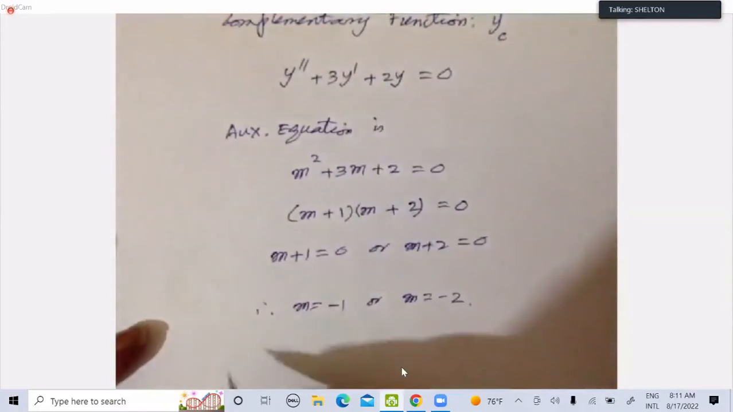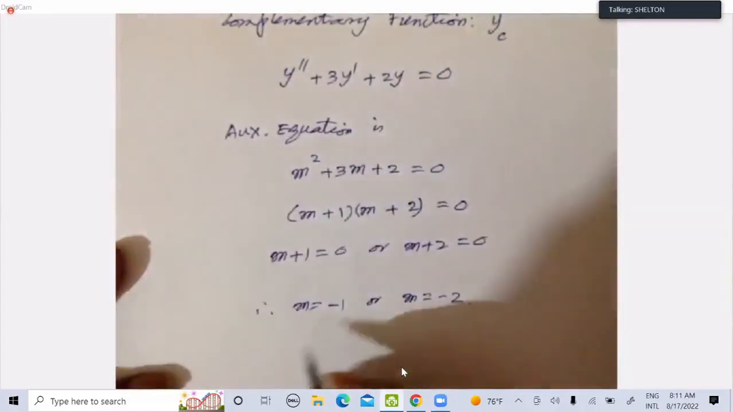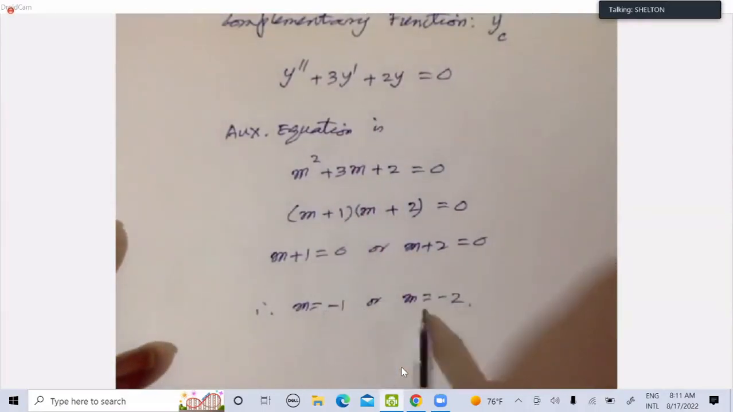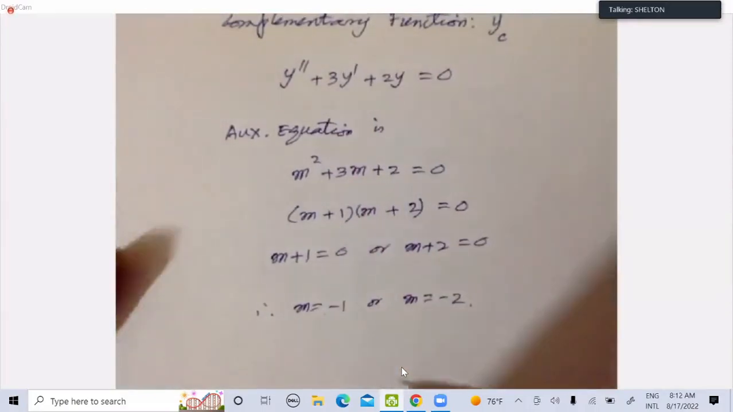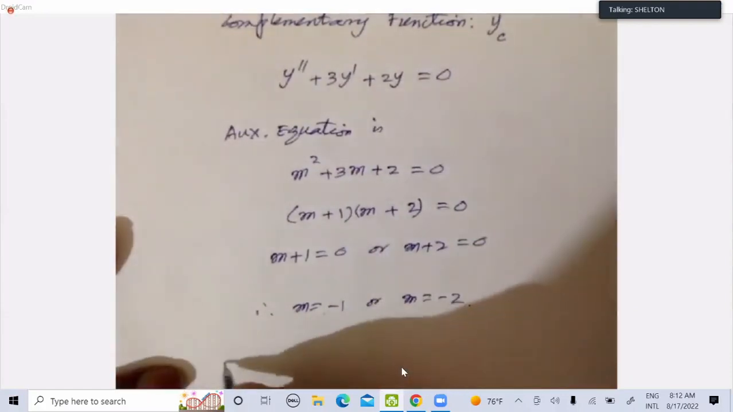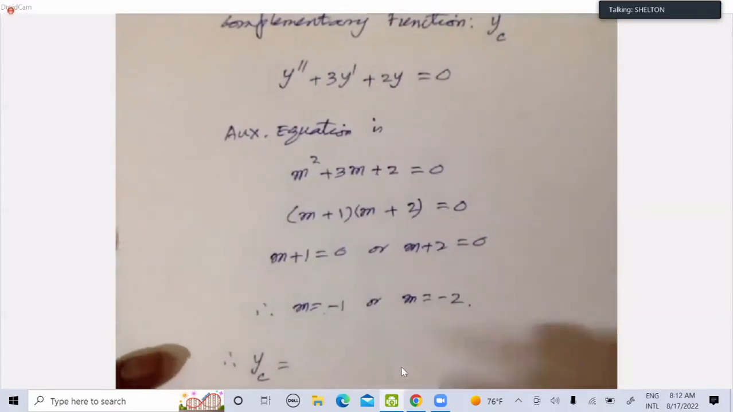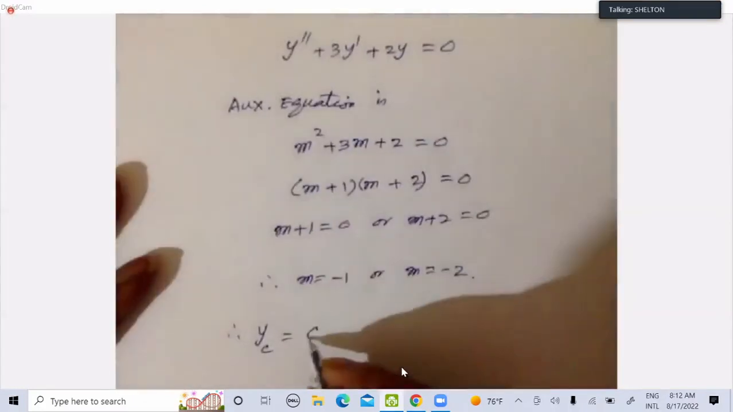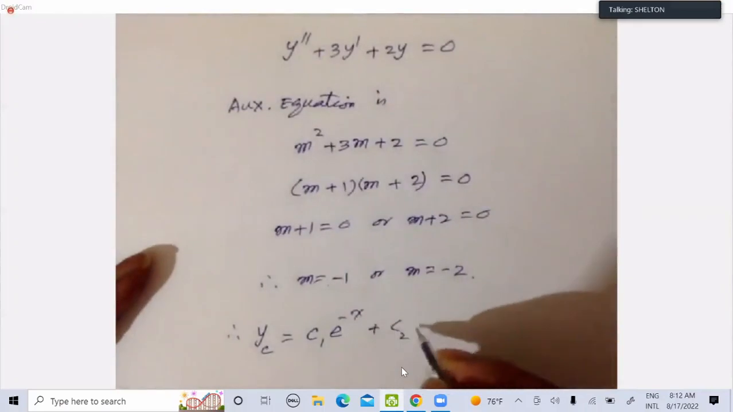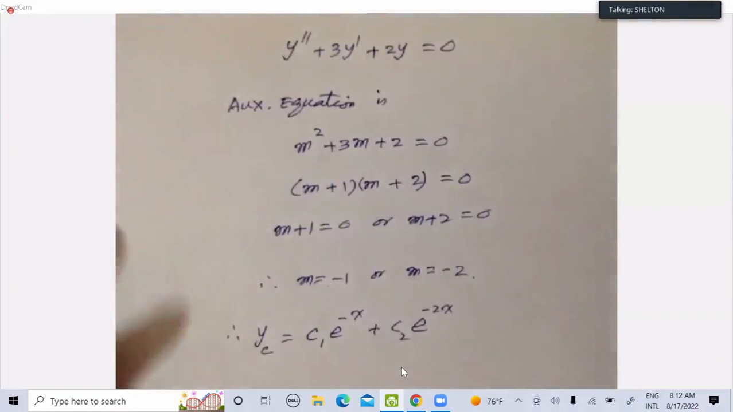So how do you find the complementary function? Then we need the general solution of this. The roots of the auxiliary equation are these. Okay, now we want to find the complementary function. So therefore, what is yc? Therefore, yc is equal to c1 e to the minus x plus c2 e to the minus 2x. That is the complementary function.